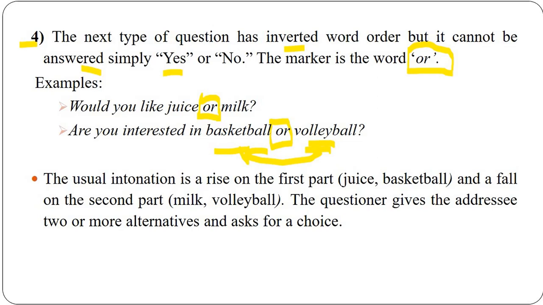The usual intonation is a rise on the first part, like juice and basketball, and a fall on the second part, like milk and volleyball, might be the falling intonation. The questioner gives the addressee two or more alternatives and asks for a choice in these kinds of questions.